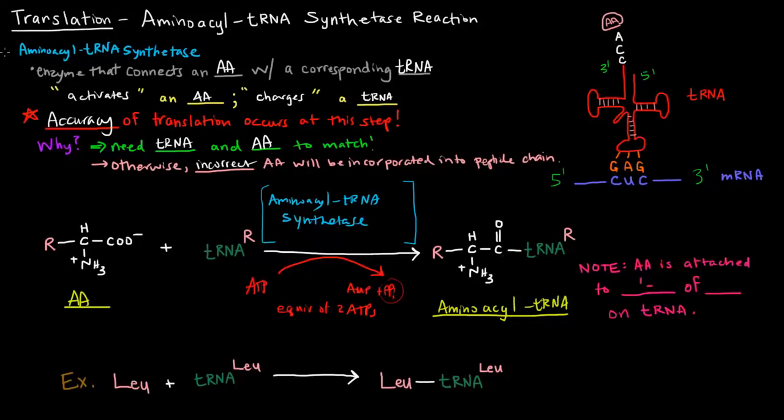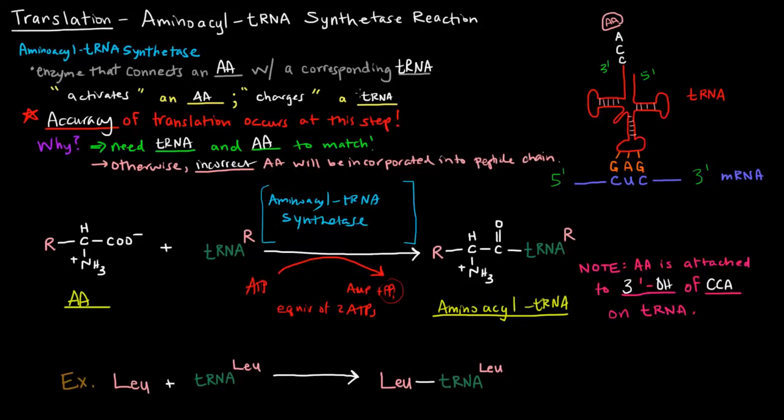Now something to pay particular attention to is that the amino acid is attached to the CCA end over here. So it's specifically attached to the 3' OH of the CCA end, because the 3' end has the free OH group. So that's where the amino acid attaches to the tRNA. That's where this covalent bond is. So here, if we have leucine, we're going to make sure to add leucine to a tRNA that's specific to leucine to make this particular aminoacyl tRNA.